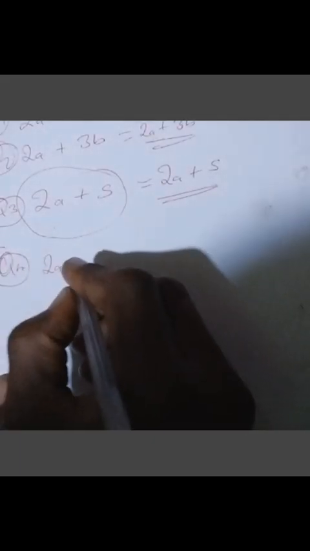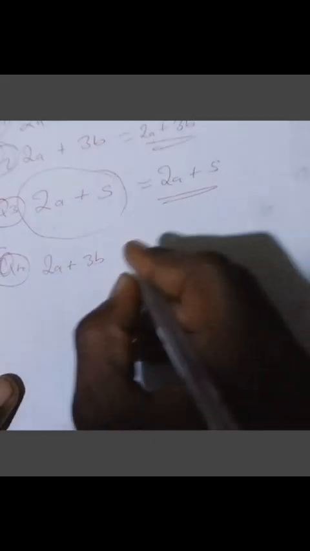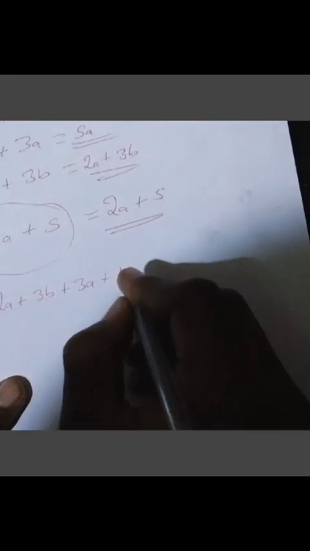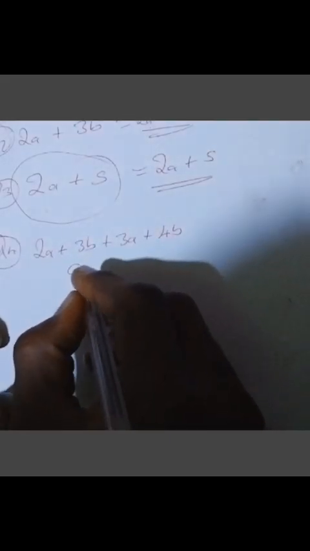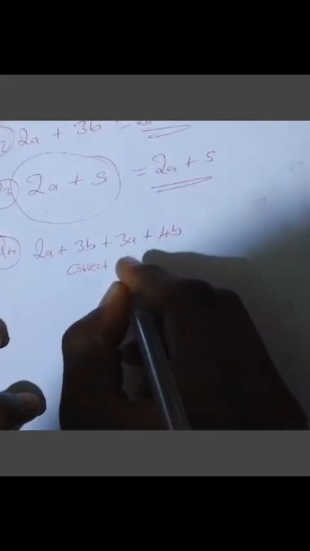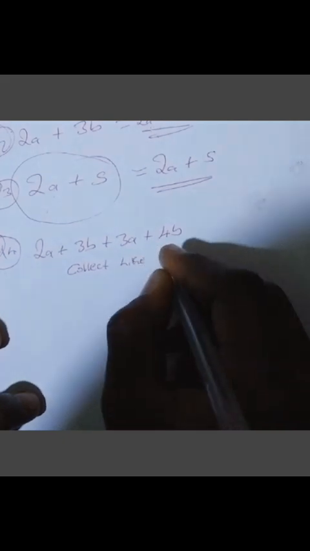So let's assume we see question 4 here. If I have 2A plus 3B plus 3A plus 4B. Now let's watch this full question. We now have 2A plus 3B plus 3A plus 4B. Now what are we going to do? We are going to collect like terms.